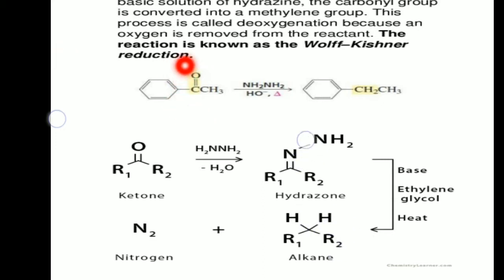These two nitrogen atoms are liberated as nitrogen gas, N2. So it is also similar to Clemmensen reduction, except for the medium and the catalyst taken. This is Wolff-Kishner reduction.